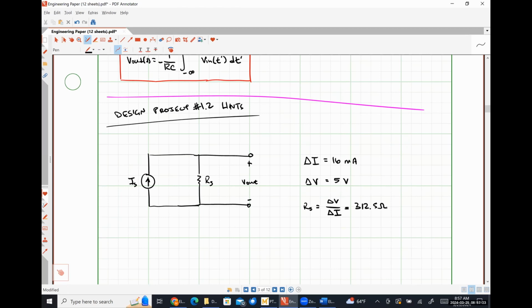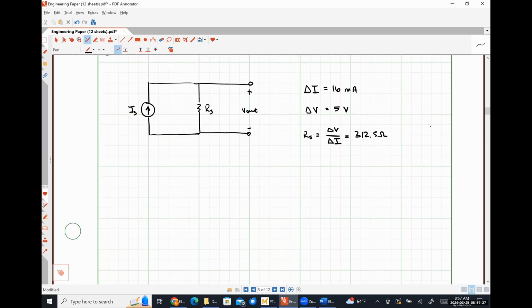All right, let's think about this really quickly though. If I have a 4 milliamp source in parallel with a 312.5 ohm resistor, what's my output voltage going to be? 1.25 volts, absolutely right.